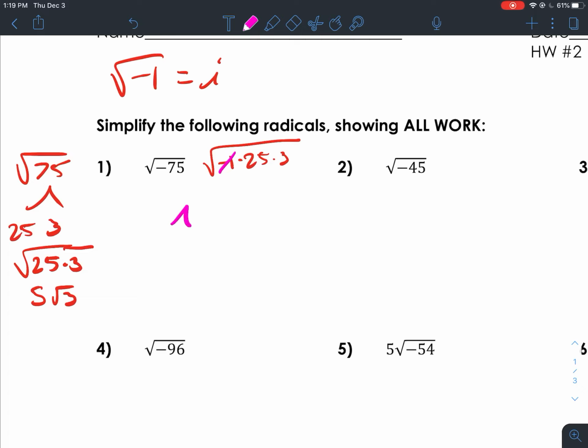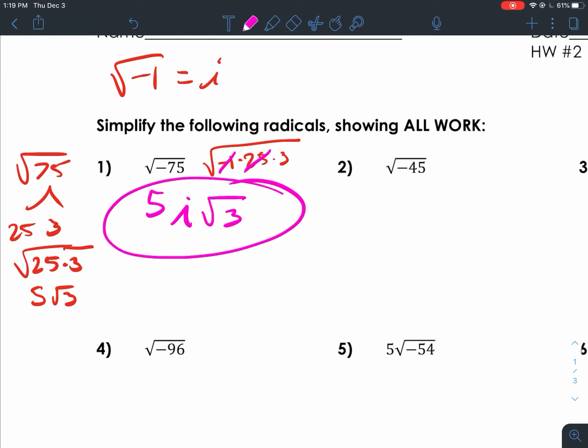Root -1 is equal to i. Root 25 is equal to 5. And we end up with root 3. So our answer here would be 5i root 3, which notice is very similar to root 75. We just have an i out in front now.